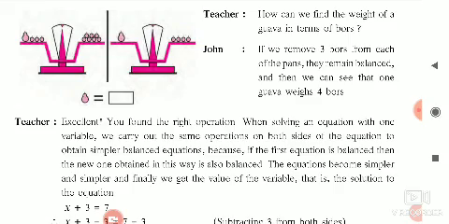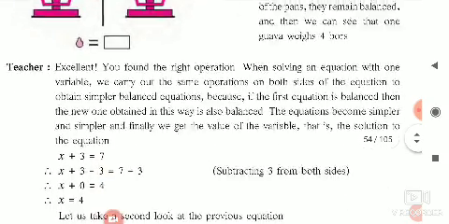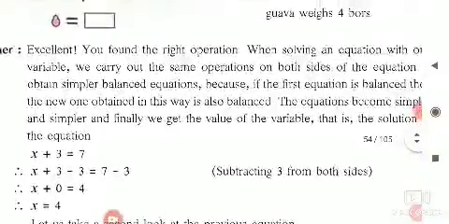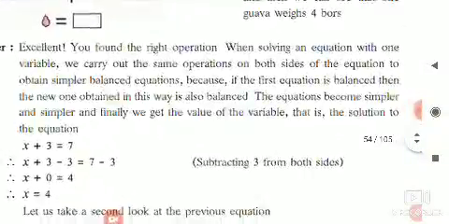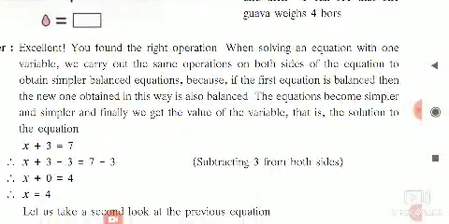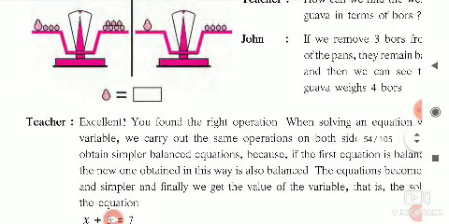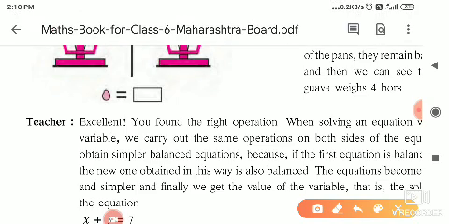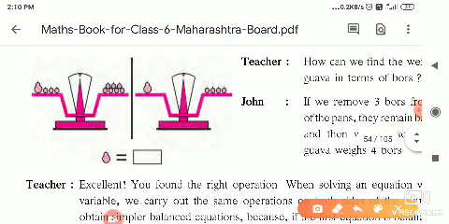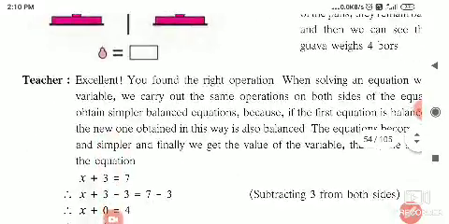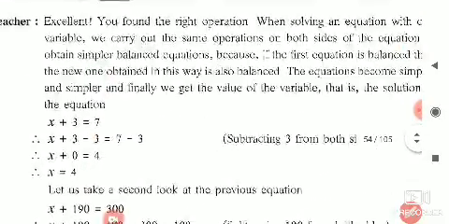Okay. So teacher said, excellent. John gave the answer. You found the right operation. When solving an equation with one variable, we carry out the same operation on both sides of the equation. Just as I told you, when we are removing one bore from here, from here also we have to subtract one bore, the same on both sides. Then we get the correct answer.